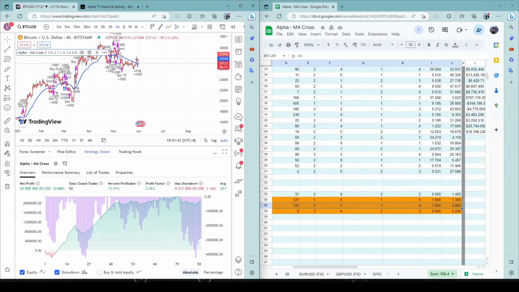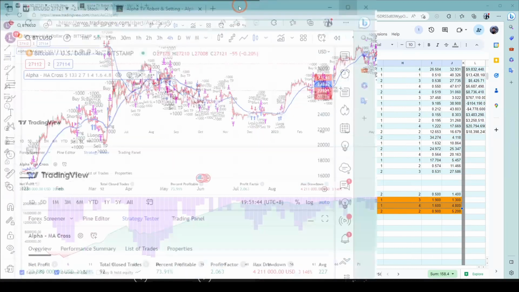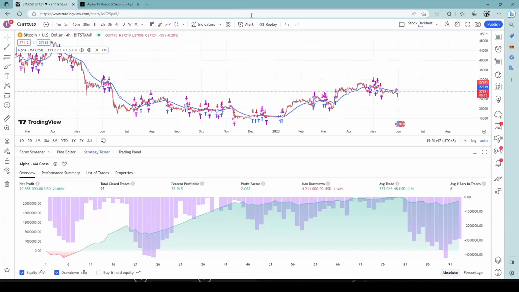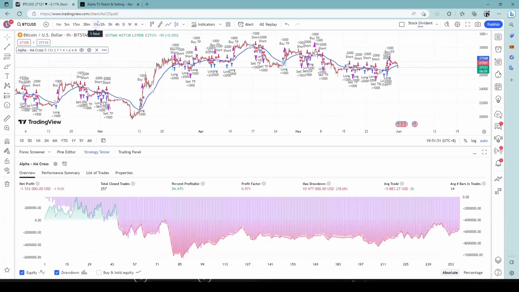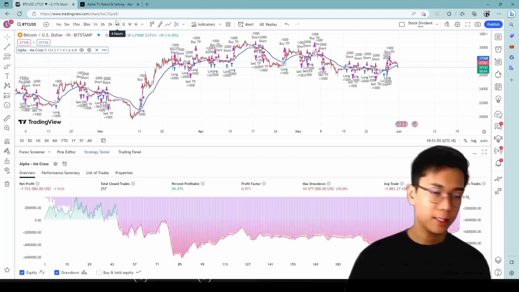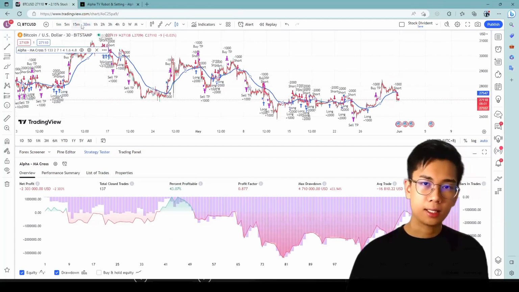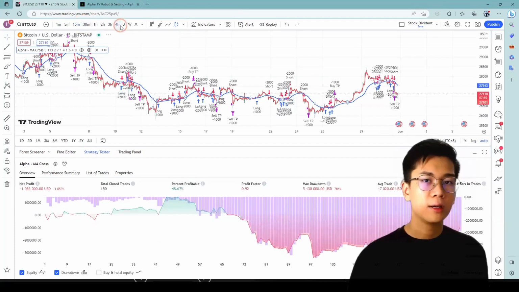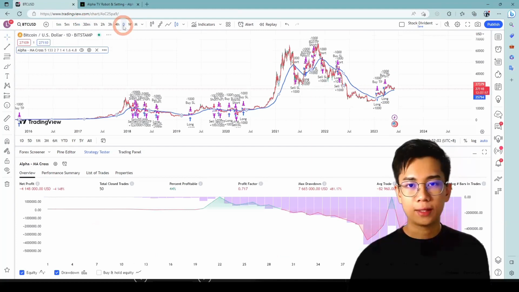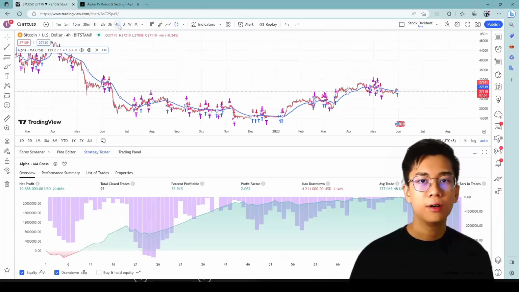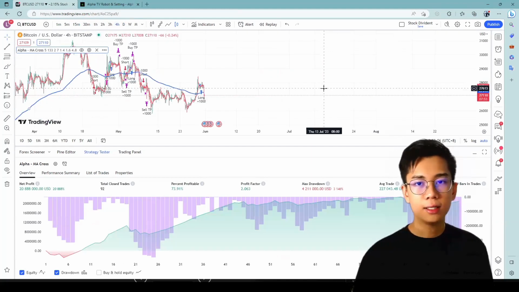Very good, right? Bitcoin, I can do the same. Now, if I change to maybe 1 hour time frame, can it still work? Cannot. This is a setting for 4 hour time frame only. If it's 30 minutes, cannot. 15 minutes also cannot. 4 hour can perform. Daily cannot. So this setting is only for the 4 hour time frame.